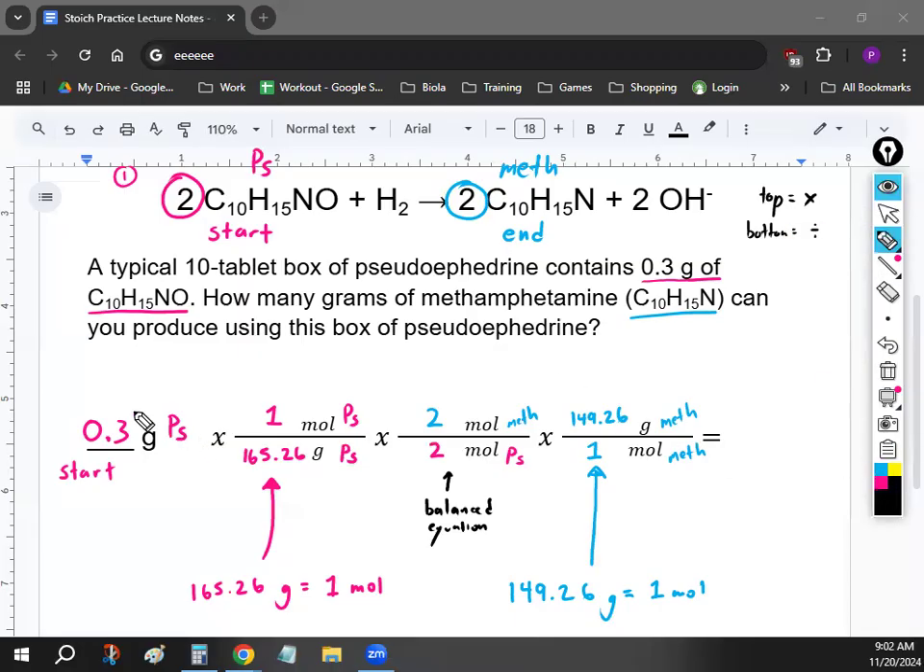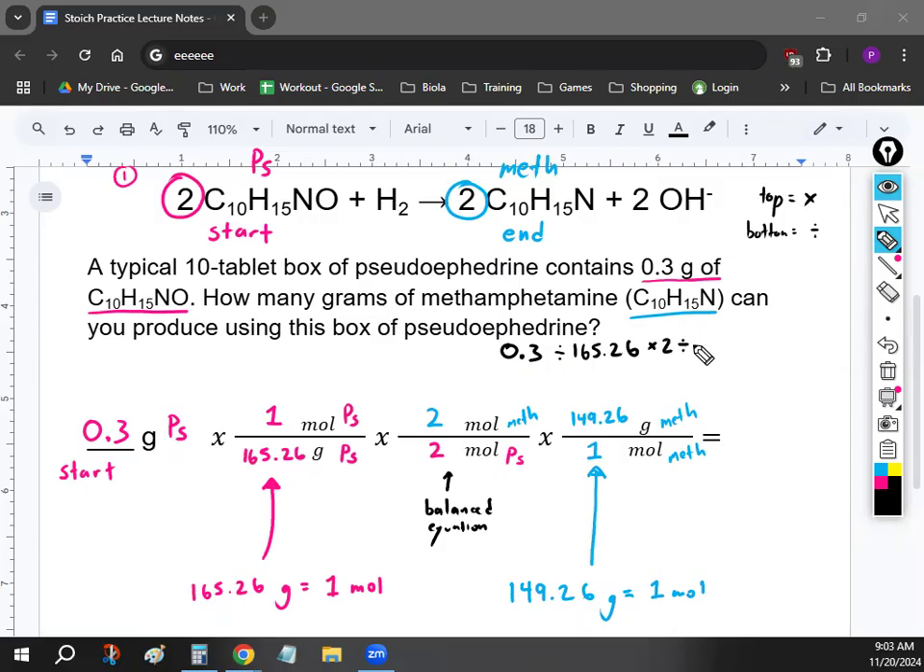So for the calculation, we're going to start from the left and move to the right. So we're going to take our starting number, which is 0.3. We have 165.26 on the bottom, so we're going to divide by 165.26. You've got a 2 on the top, 2 on the bottom.